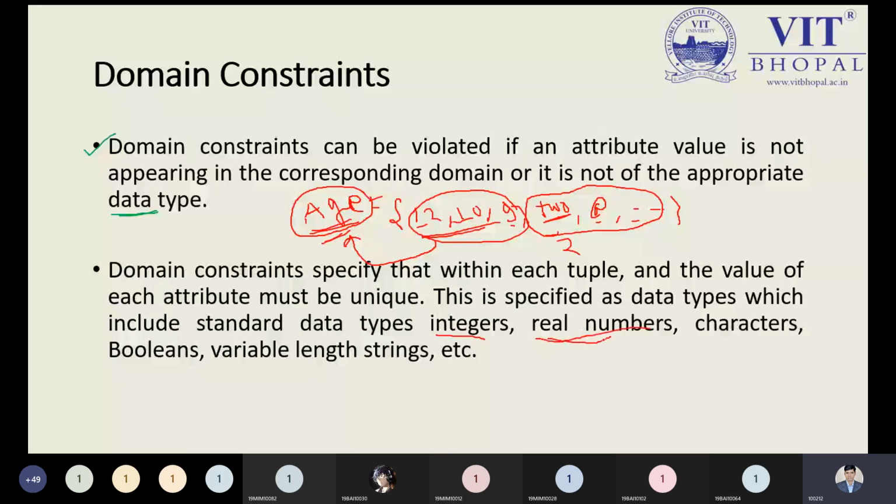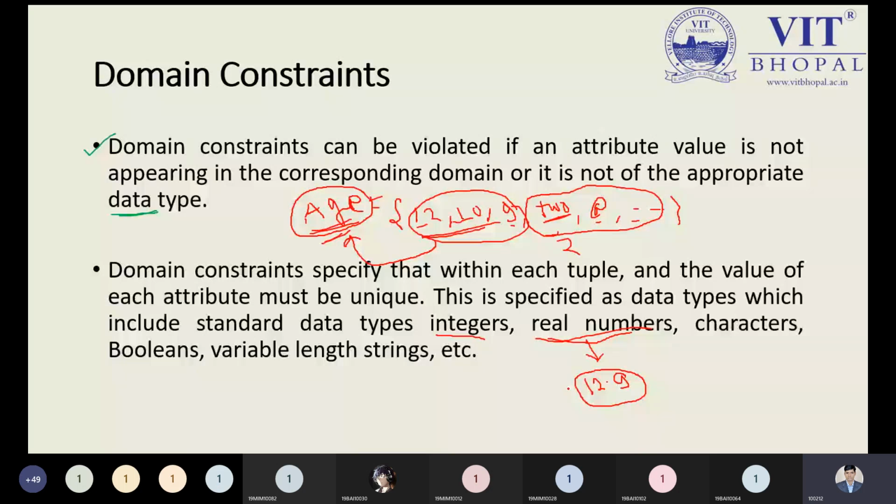So in real numbers we can represent information in the form of decimals like 12.9 and so on. And this real number kind of data will be applicable to the cost attribute, price attribute, salary, good. So whenever you need to represent information which requires a decimal value, we can use the real number.